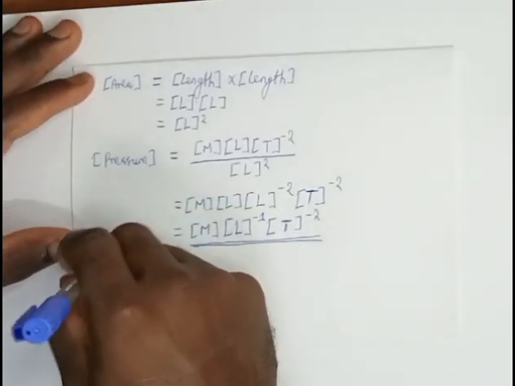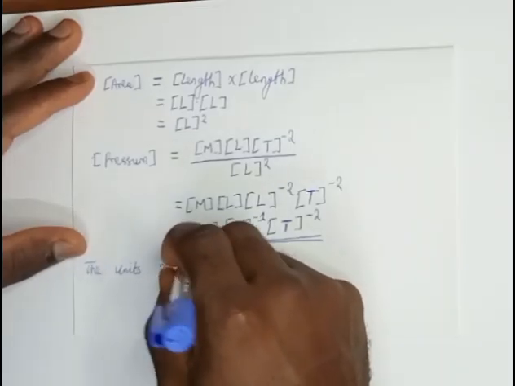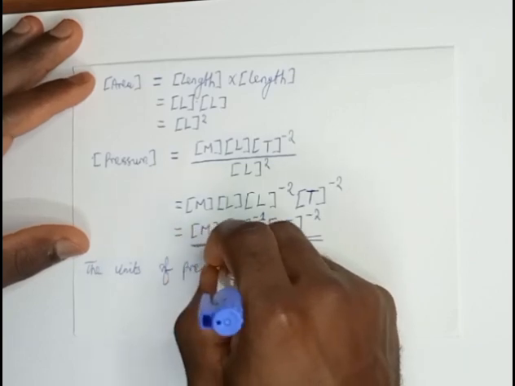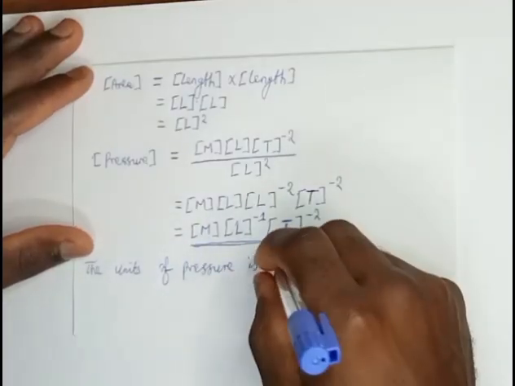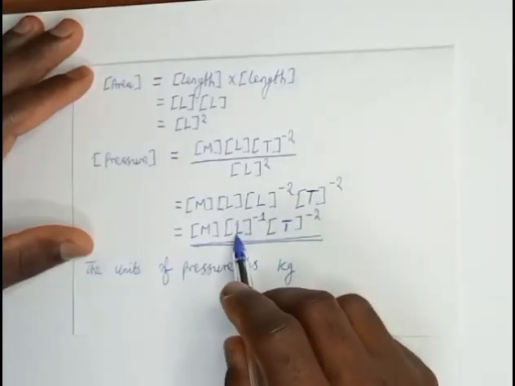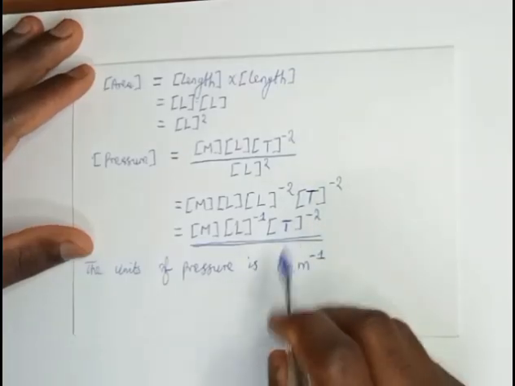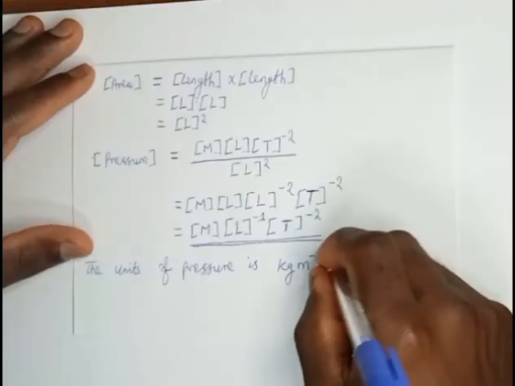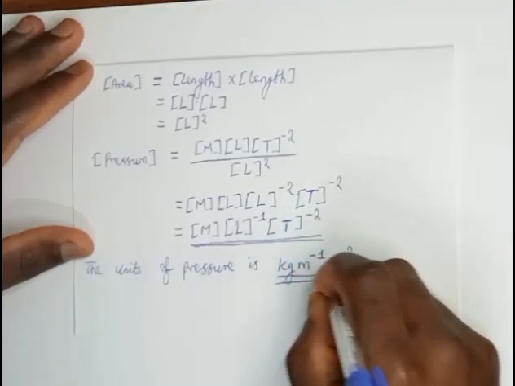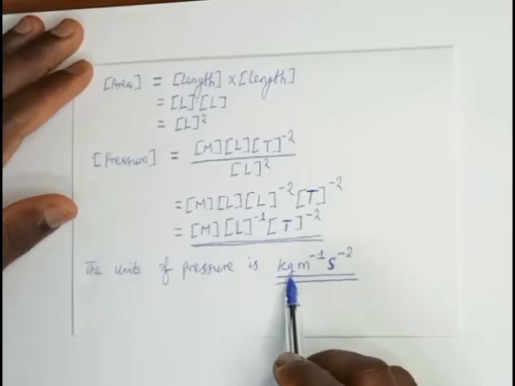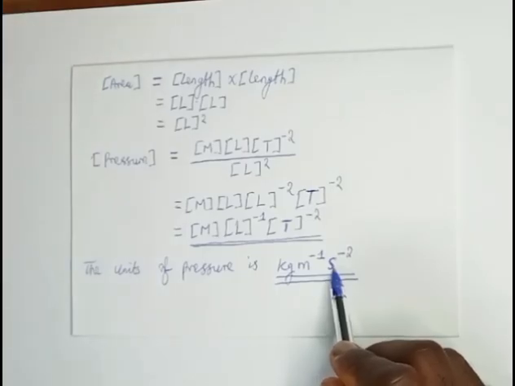Now we can write down the units. The unit of pressure is, we are going to replace m with the unit of mass, which is kilogram. We replace L with the unit of length, which is meters. We replace T with the unit of time, which is seconds. The units of pressure is simply kilograms per meter per second squared.